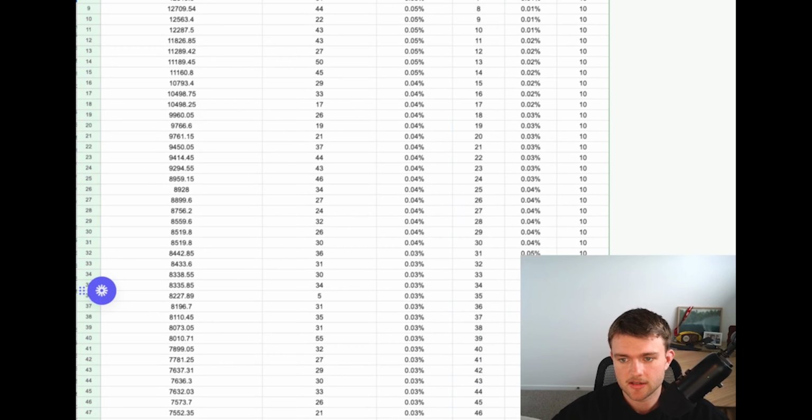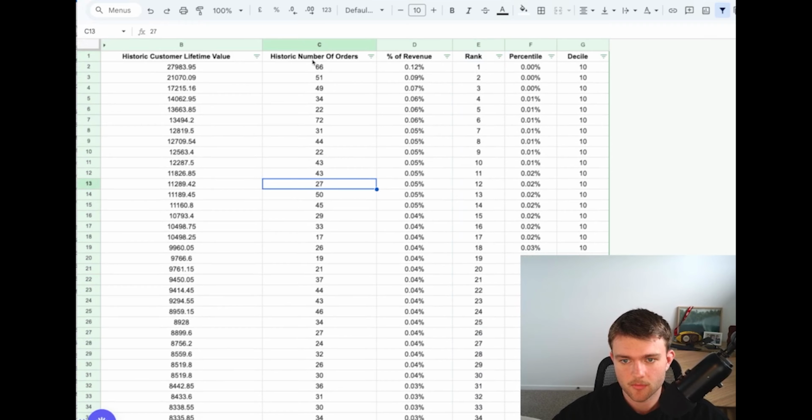Now, if we go back to the top, we have these cells here. Now, how do we calculate these? So percentage of revenue, you don't actually really need this one for the calculation, but I think it's important to see. It's actually a cool visual breakdown. So you calculate this by just taking their customer lifetime value and dividing it by the total amount of revenue your company has generated, which is the cell we did down the bottom.